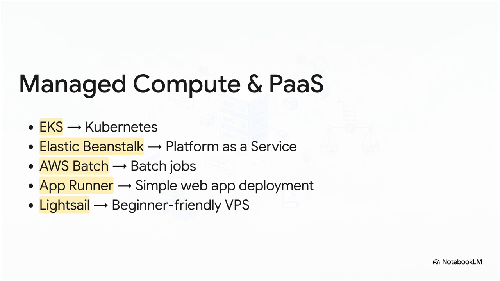Continuing our memory trick list, EKS is always your answer for managed Kubernetes. Elastic Beanstalk is your classic platform as a service. Just look for the phrase upload code and AWS manages infrastructure. AWS Batch is exactly what it sounds like. It provisions compute for heavy batch processing jobs, like video rendering or massive scientific simulations. App Runner is the fully managed service used to deploy web apps and APIs directly from source code easily. And finally, Lightsail is your beginner-friendly VPS with fixed monthly pricing. If you memorize these word associations, you are going to absolutely fly through the compute questions on your test.